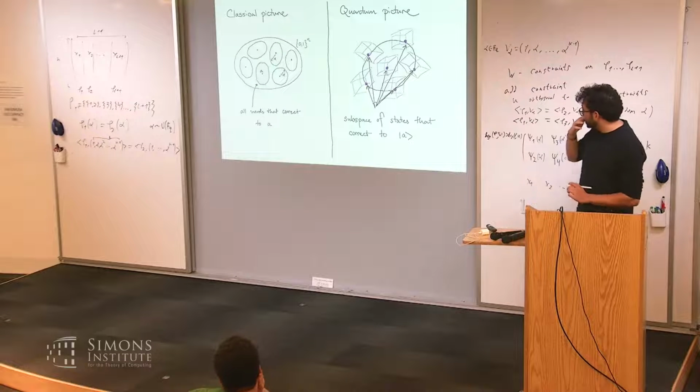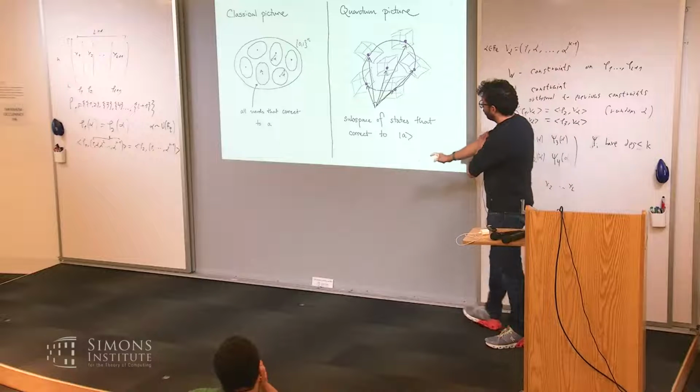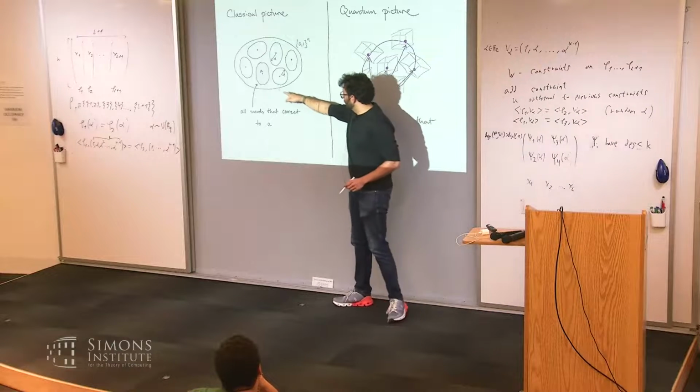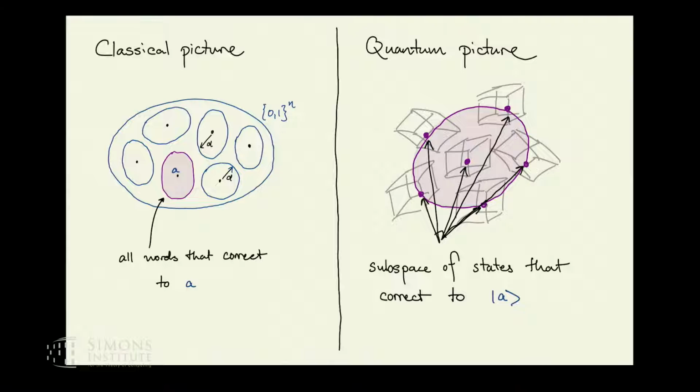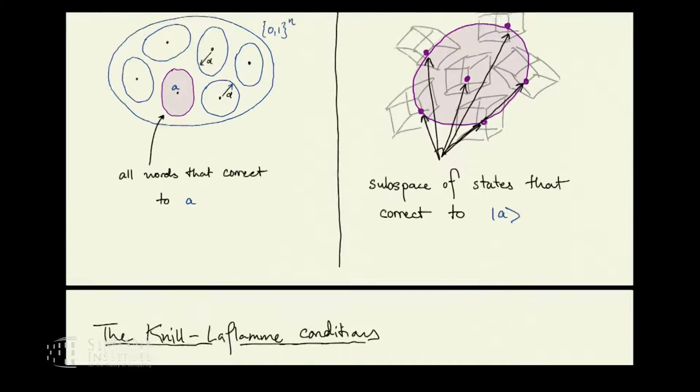So what's our picture? Classically, we had that all the words that correct to A are the ball around A. And then quantumly, what you have is a subspace spanned by that vector. Anything in here, there's some error that you can correct, because we said you can always correct errors if they're linear combinations of the errors you already knew. And it's this entire subspace. So that's the same analogy of the ball. That's maybe how you see the quantum picture.